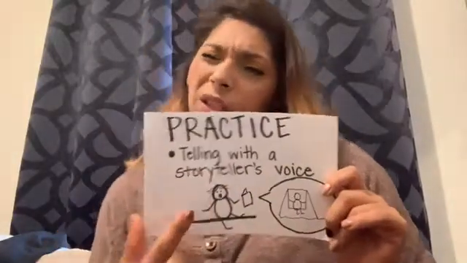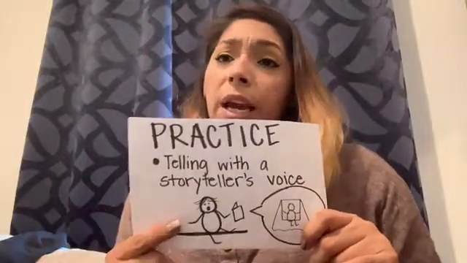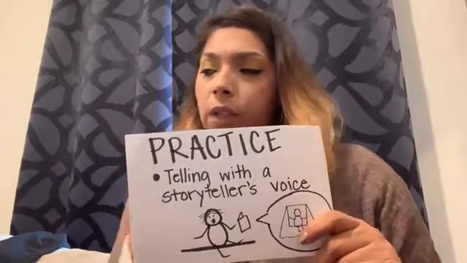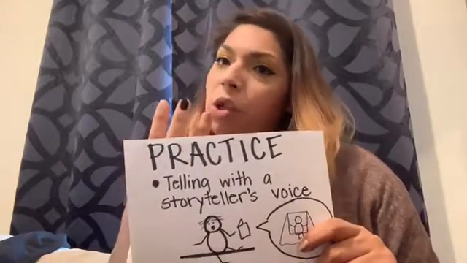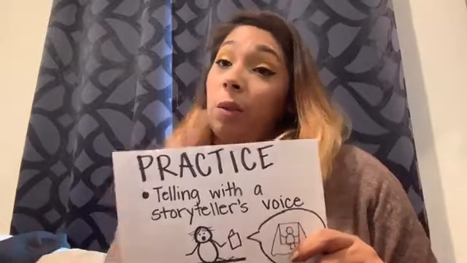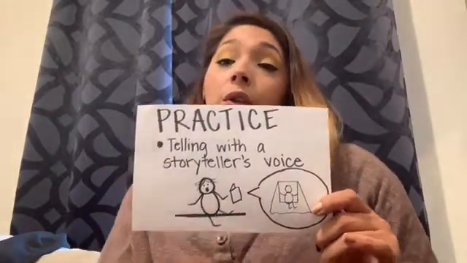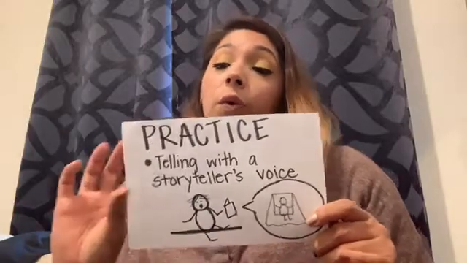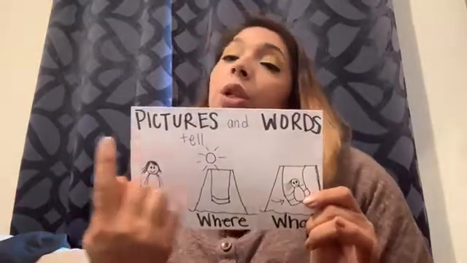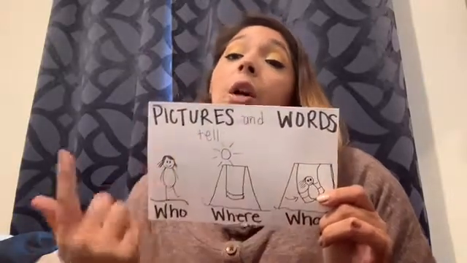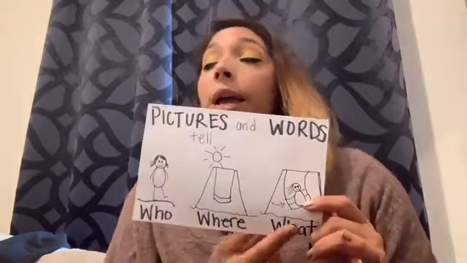And one thing I forgot to tell you, and we'll review it again, is I like to use my fingers to tell the story. So I know how many pages I'm going to need to write it, because we can't just write it on one page if we want it to be an interesting story. So you practice telling it with the storyteller's voice, and then you start writing it down. And to write down your story, you need to use pictures and words to tell who, where, and what happened in your story.